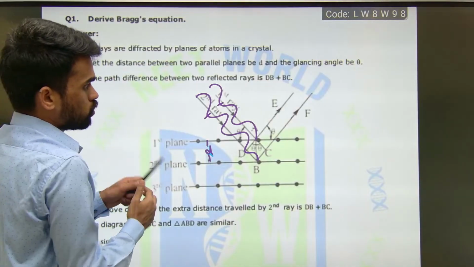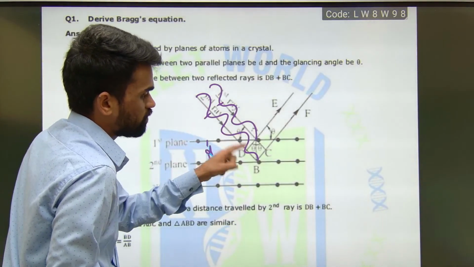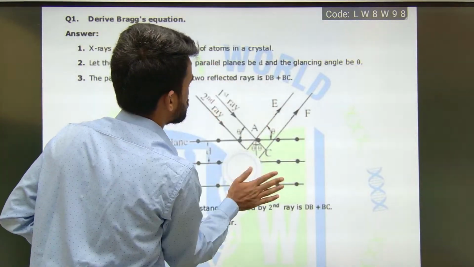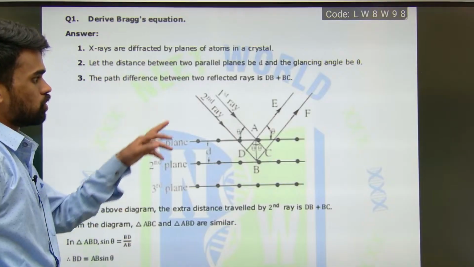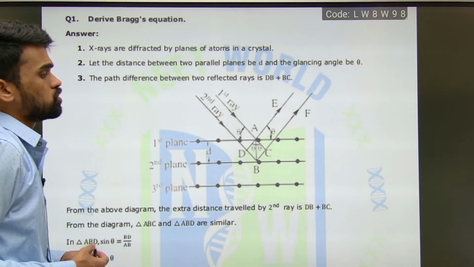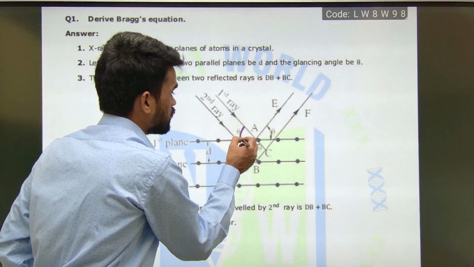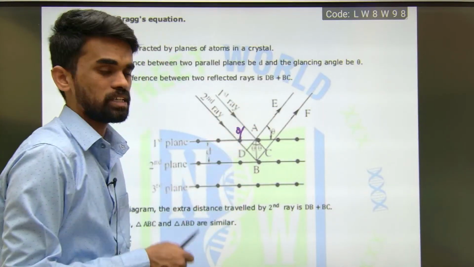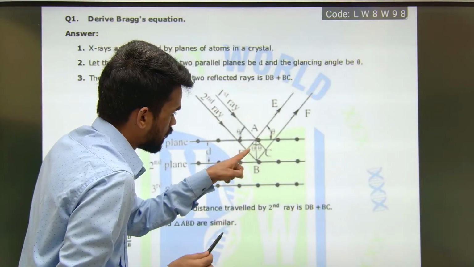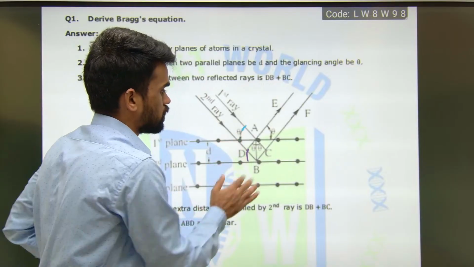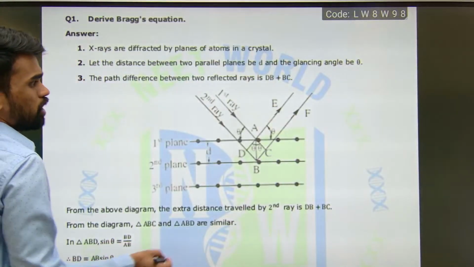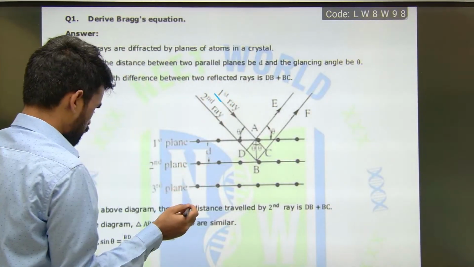Okay, so you got to know there is a first ray and a second ray: the first ray is incident on the first plane, the second ray is incident on the second plane. These are the lines I am using to indicate the X-rays. Now this is the theta of the incidence of the first ray, and the same angle will be seen here also, because here theta, here also theta. Remember this.